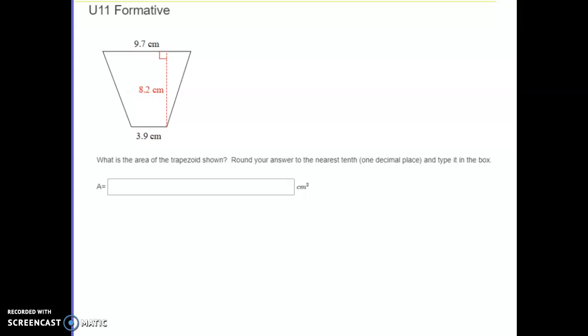Okay, I'm about to go over the Unit 11 formative assessment for geometry. Number 1 says, what's the area of the trapezoid?